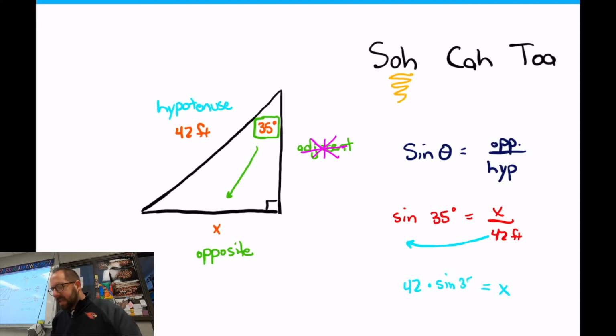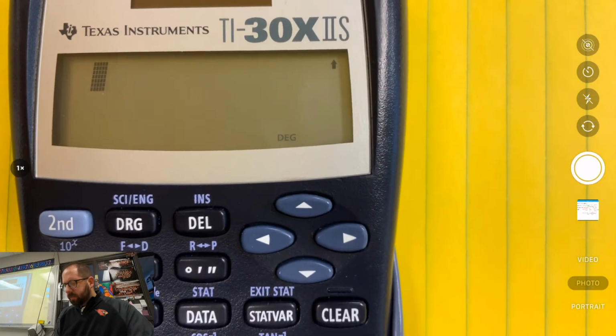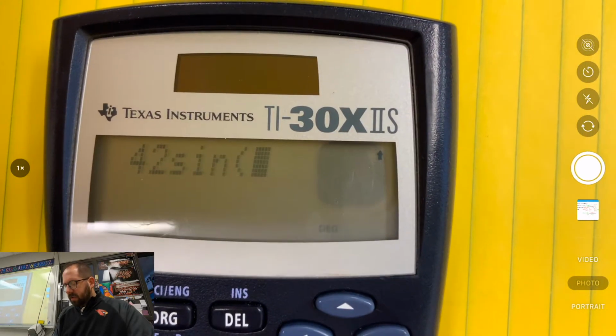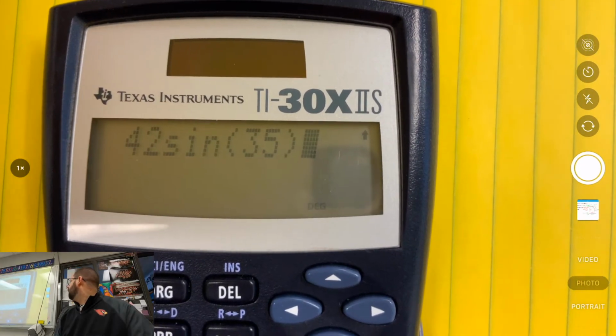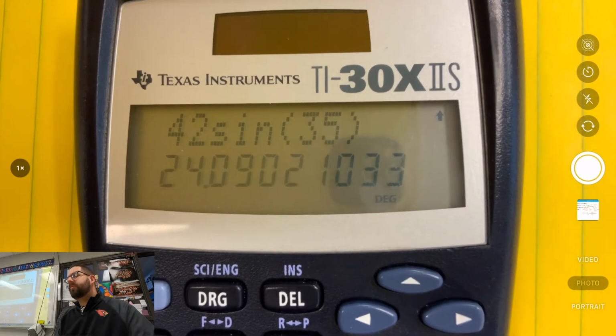Now, everyone's calculator can be different. So this is the part that I want you to get used to today: how do you type this in your calculator. I'll show you how to type it in this one, and then we'll look at the answers. To type this in, I'm going to type in that 42. I'm going to type in the sine. Then I type in the 35, and I close the parenthesis. Hopefully you guys can see that. And then hit enter. You can put the multiplication sign between the 42 and the sine.